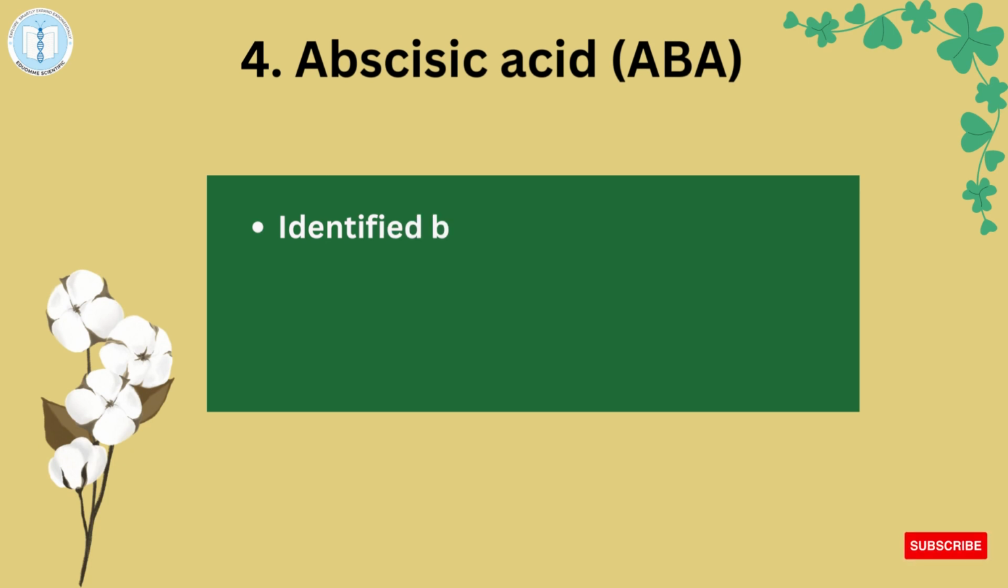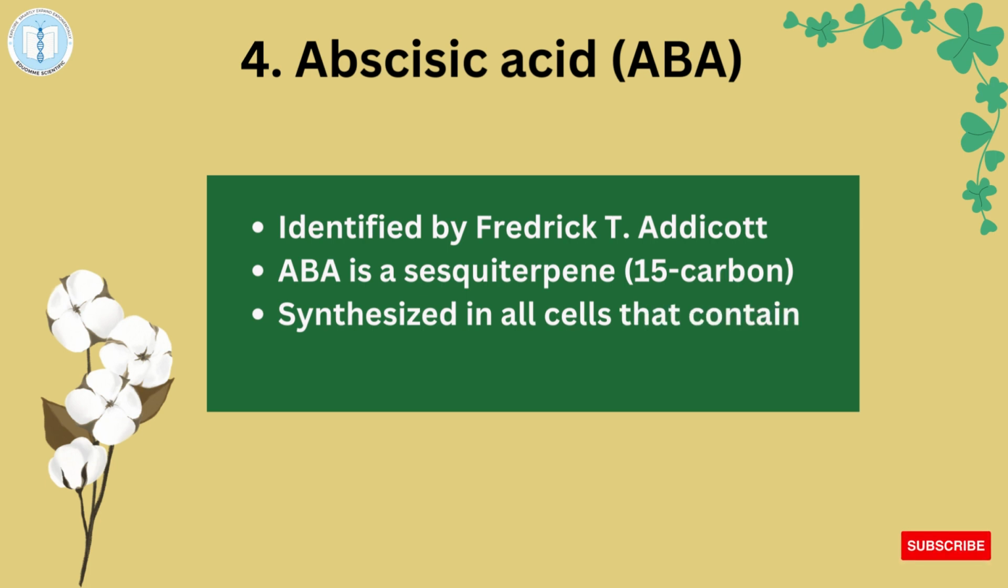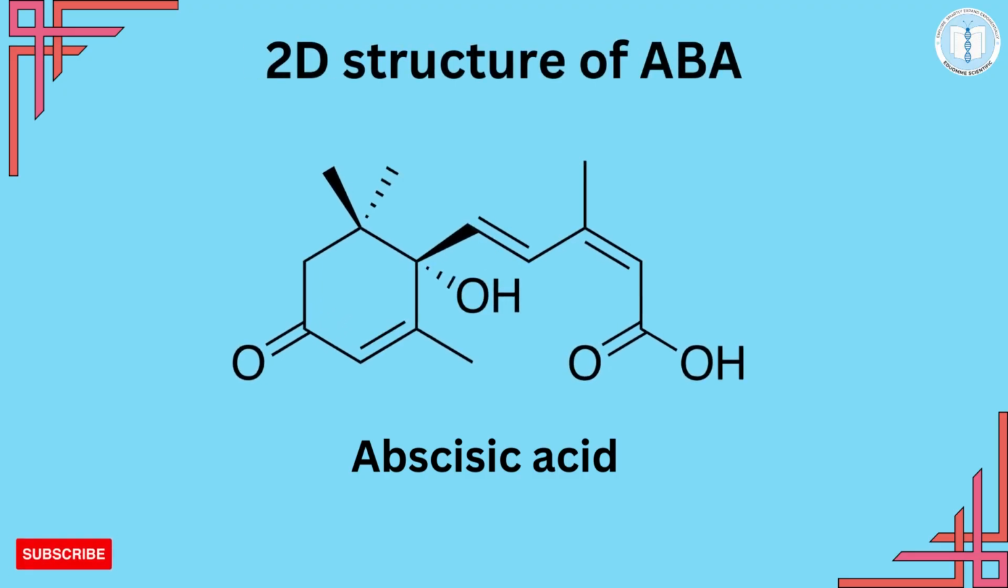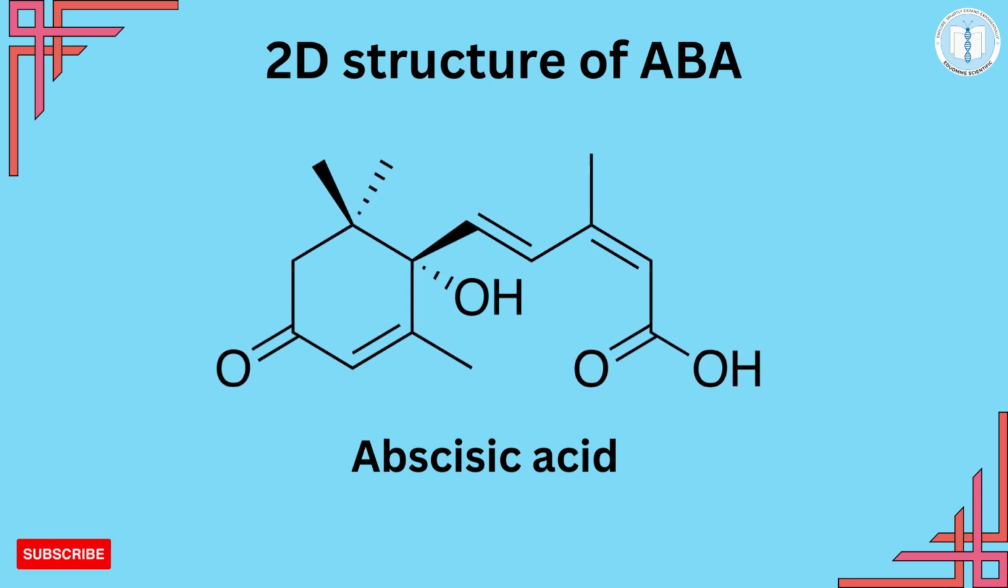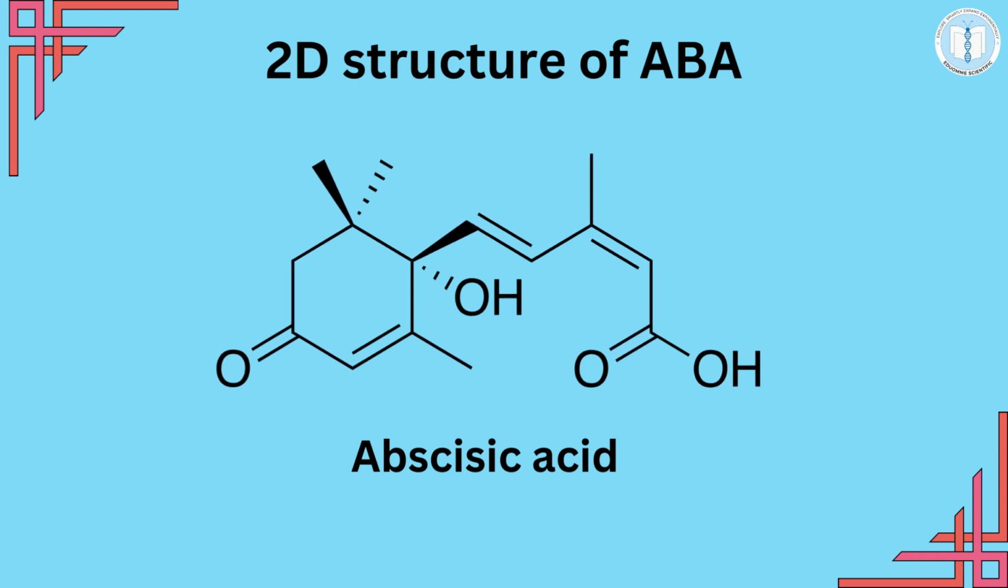Now let's talk about the fourth plant hormone, that is abscisic acid. ABA is a stress hormone and was first identified and chemically characterized by Frederick T. Addicott and his co-worker when studying the compound responsible for abscission of cotton fruits. In contrast to auxins, gibberellins and cytokinins, which are represented by various active derivatives, ABA is a single compound.